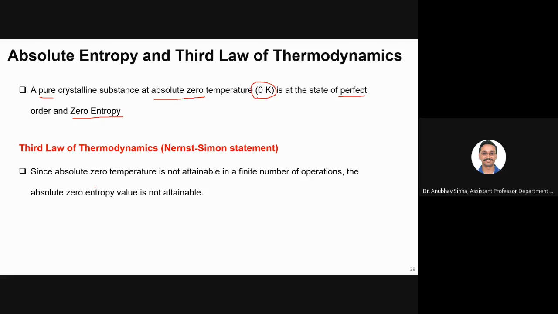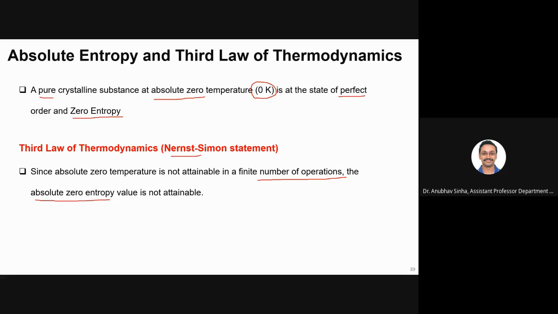But there is another challenge here: absolute zero temperature is not attainable in a finite number of operations. Basically it says that you cannot go to absolute zero. You can be 1 or 2 degrees above that, but you cannot reach absolute zero, practically or theoretically. That's why it is not possible to attain absolute zero entropy. This is called the third law of thermodynamics, and this statement is given by Nernst and Simon. So you cannot achieve 0 Kelvin and you cannot achieve zero entropy.